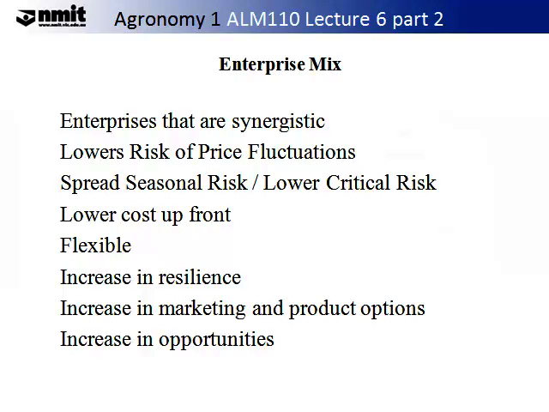One part of this is enterprise mixing. This is where you bring a number of enterprises together on your farm. In order to do this successfully, there are a number of things that you need to consider. Firstly, and most importantly, make your enterprises synergistic. If you are able to do this, it lowers the risk of price fluctuations, it spreads seasonal risk, and lowers critical risk. We will talk about critical risk in the next slide. There is a lower cost up front input. It is more flexible. All of these enable you to increase in resilience, marketing, product options, and opportunities for your business to grow.